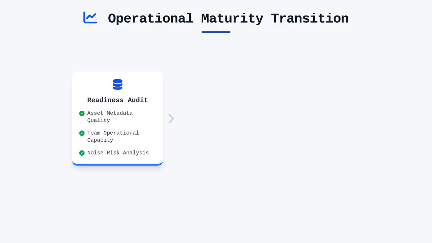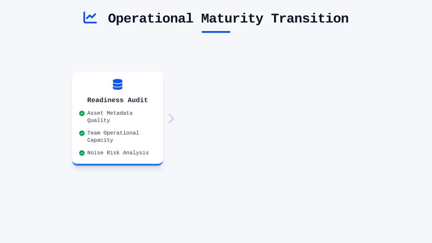The transition criteria between these maturity levels should never be arbitrary, as they must be rooted in the operational readiness of your team and the quality of your asset metadata. You need to analyze whether the organization has the capacity to handle automated assignments before you configure them, or you risk flooding your technical teams with noise.